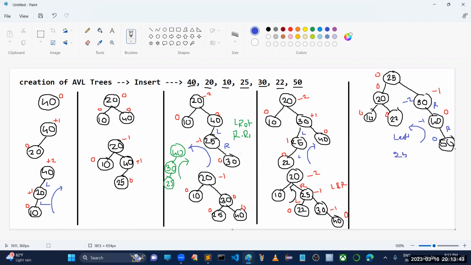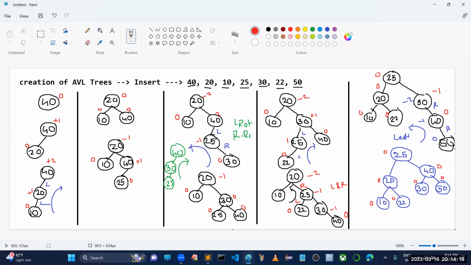Your tree will become 25. 40 will become the root node. 30 will become the left subtree. 50 will become the right subtree. And 20 will become the left subtree, 10 will become the left subtree, 22 will become the right subtree. Like this we have. Try to calculate the balance factor. 0, 0, 0. So 0, 0, 0, 2 minus 2, 0. Perfectly the balance factor got satisfied.